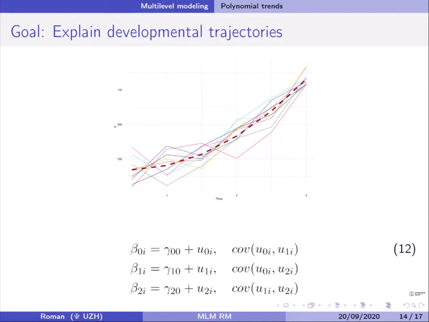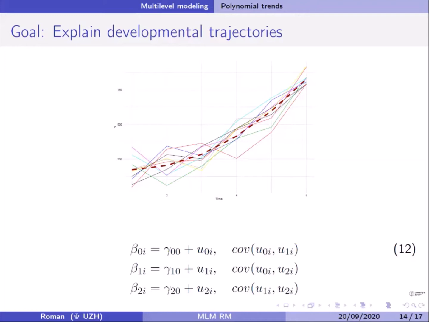If this is negative, the lower your intercept is, the higher your slope will be. Okay, let's look at the covariance between the random intercept and the quadratic term. This would mean the higher your intercept is, the stronger your developmental trajectory is, or the more curvature you're seeing. And the lower your intercept is, the less curvature you're seeing.